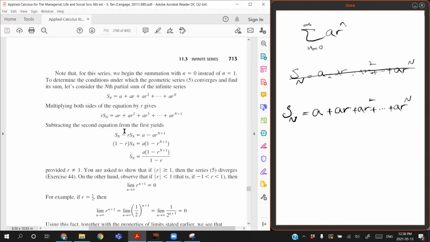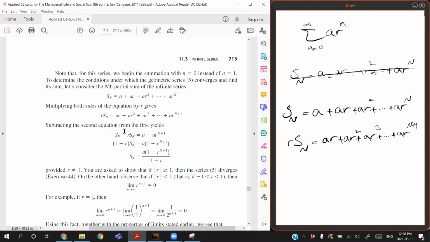Now, if I multiply both sides of this by r, what happens? On the left, I get r times Sn. On the right, I get r times this whole expression. I have to distribute that r. I have to multiply every one of these by r. I get ar plus ar squared plus ar to the power of 3, all the way to ar to the power of n plus 1. Right?